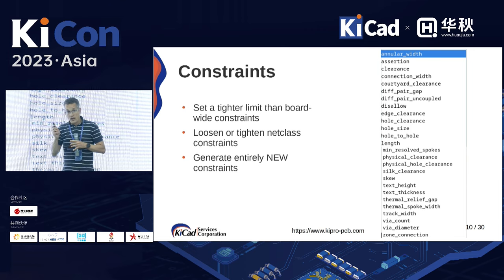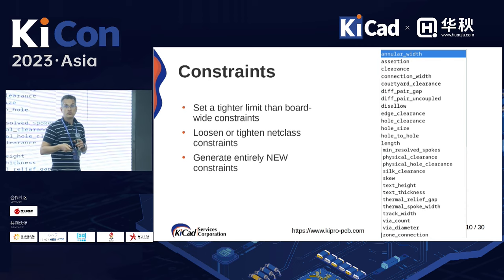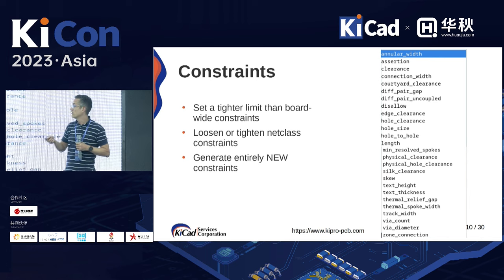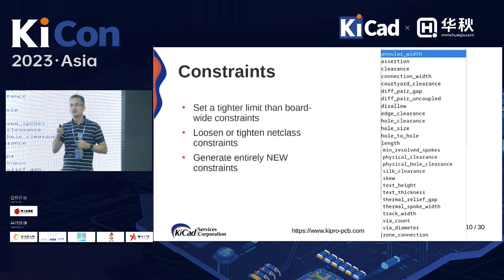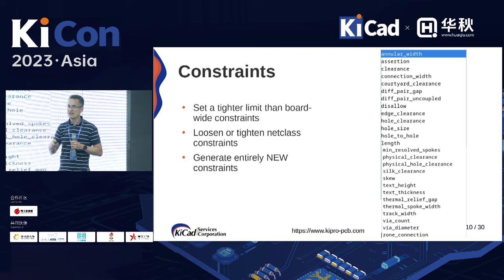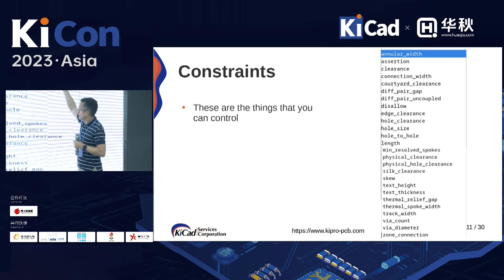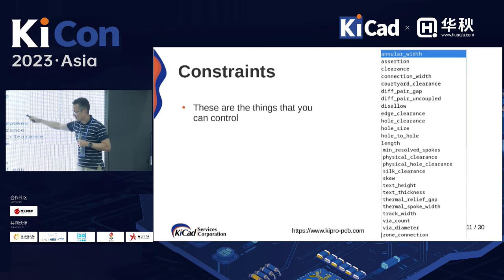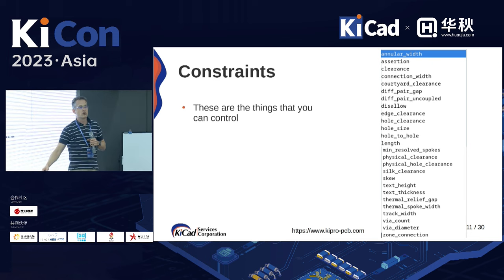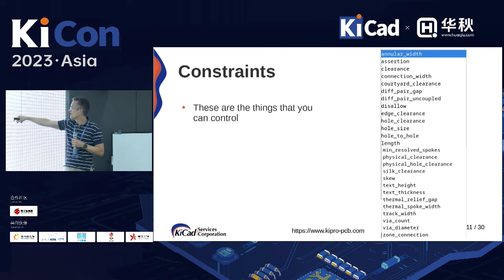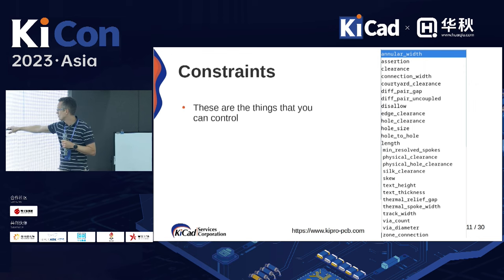Custom rules also let you generate entirely new constraints that you cannot express with any of the graphical interface. And that's where their power is. It also makes them a little bit harder to use. It is worth your while to learn the usage of KiCad's custom rules. How do you learn those? Well, you start with what you can control. This list here shows all of the different things that you can control. You can set these constraints: differential pair gaps, uncoupled differential pair length, hole sizes, hole-to-hole clearances, physical hole-to-hole clearances.